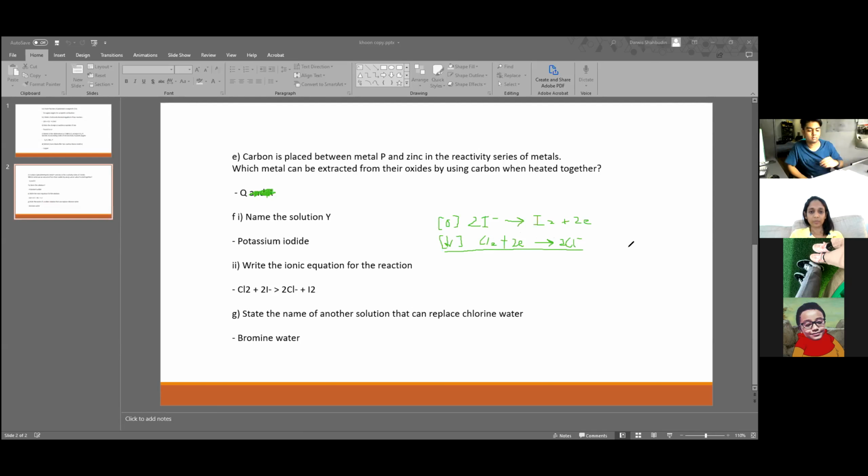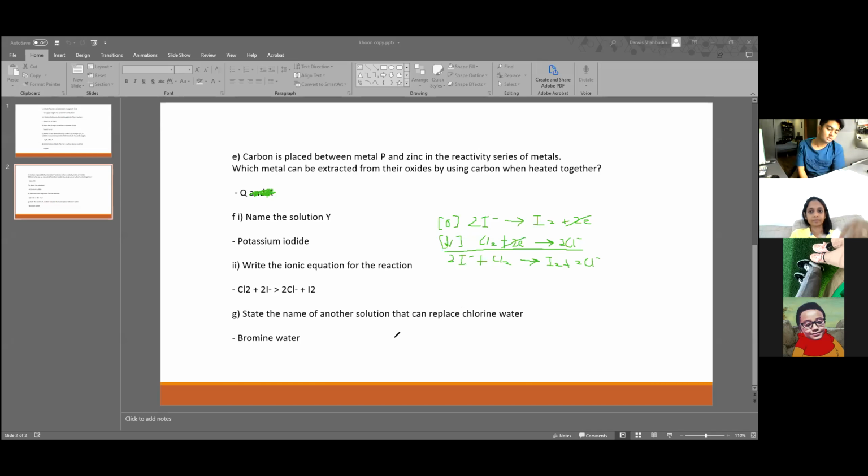Alright. When they say ionic equation, we don't want any electrons in the equation. So we need to cancel out the electrons. Cancel, cancel. Hence the equation will be 2I minus plus Cl2, we will get I2 plus 2Cl minus. Alright. Anyone get this? Correct.